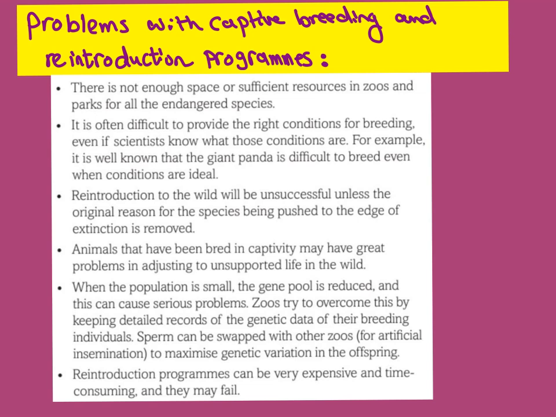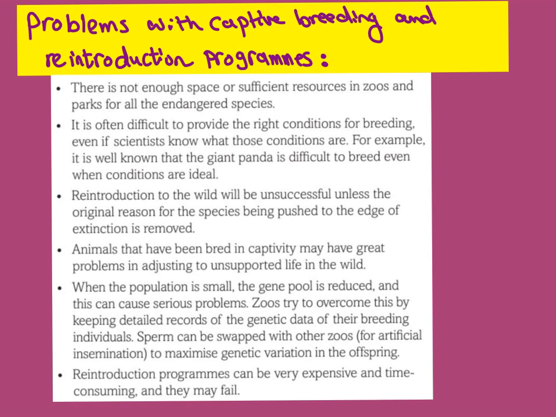Problems with captive breeding and reintroduction programs. 1, there is not enough space or sufficient resources in zoos and parks for all endangered species. 2, it's often difficult to provide the right conditions for breeding, even if the scientists know what those conditions are. For example, it's well known that the giant panda is difficult to breed, even when conditions are ideal. 3, reintroduction in the wild will be unsuccessful unless the original reason for a species being pushed to the edge of extinction is removed.